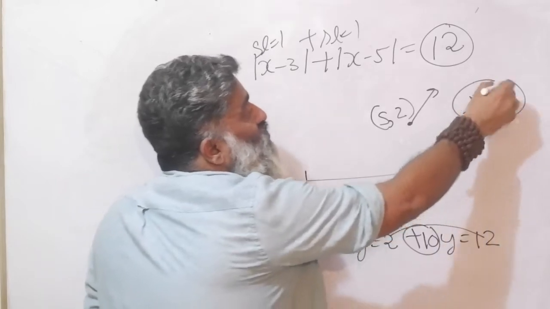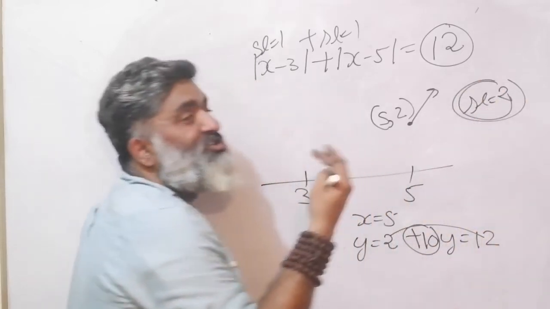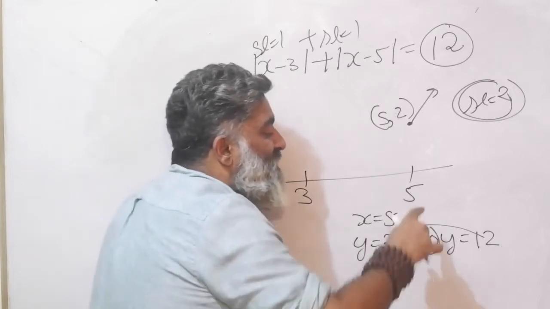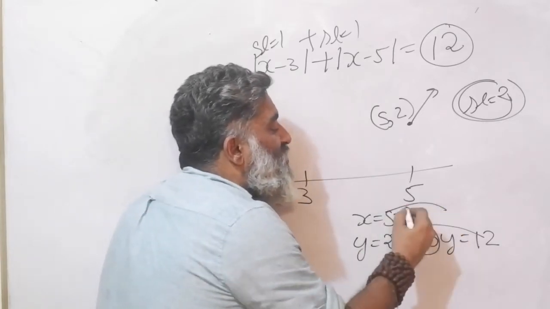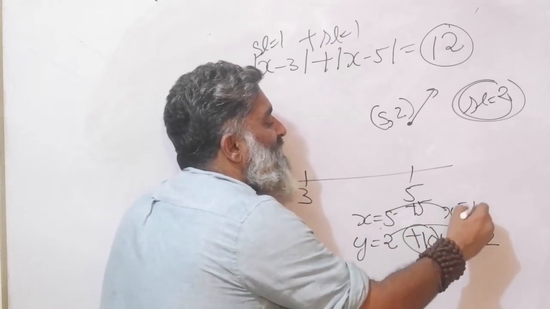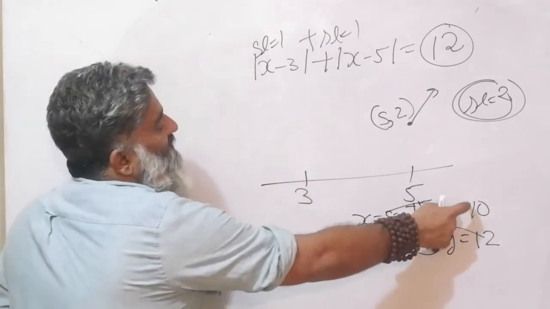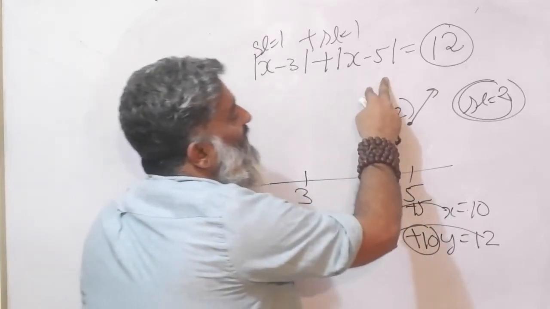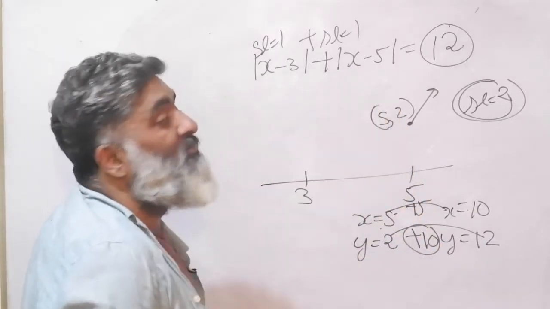The slope is 2. What does that mean? For a unit change in x, there will be double change in y. So if you want a change of 10 in y, you want a change of 5 in x. So 5 plus 5, x will become equal to 10. Check your calculations, and 10 minus 3 will give me a 7, and 10 minus 5 will give me a 5, and a 7 plus 5 will give you a 12.